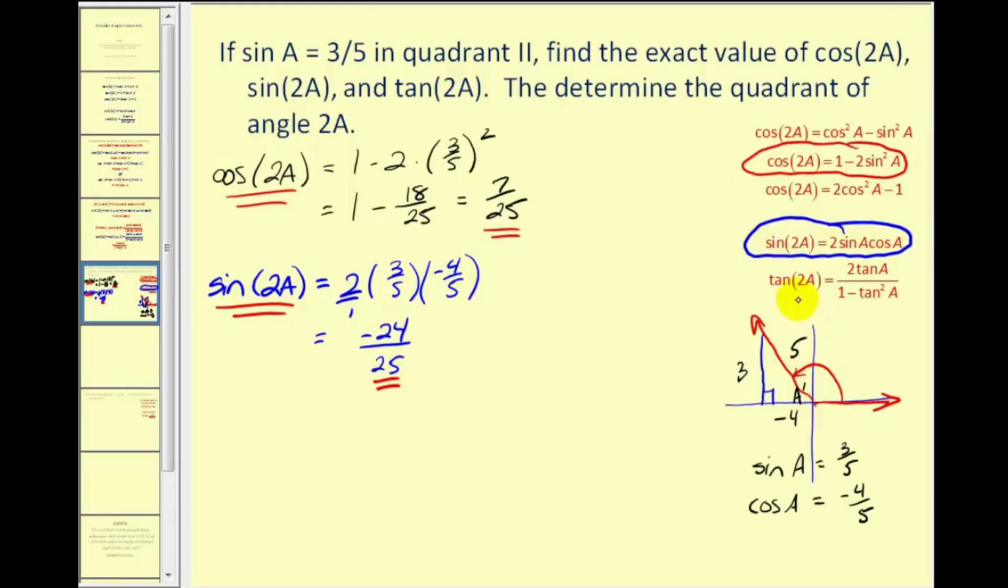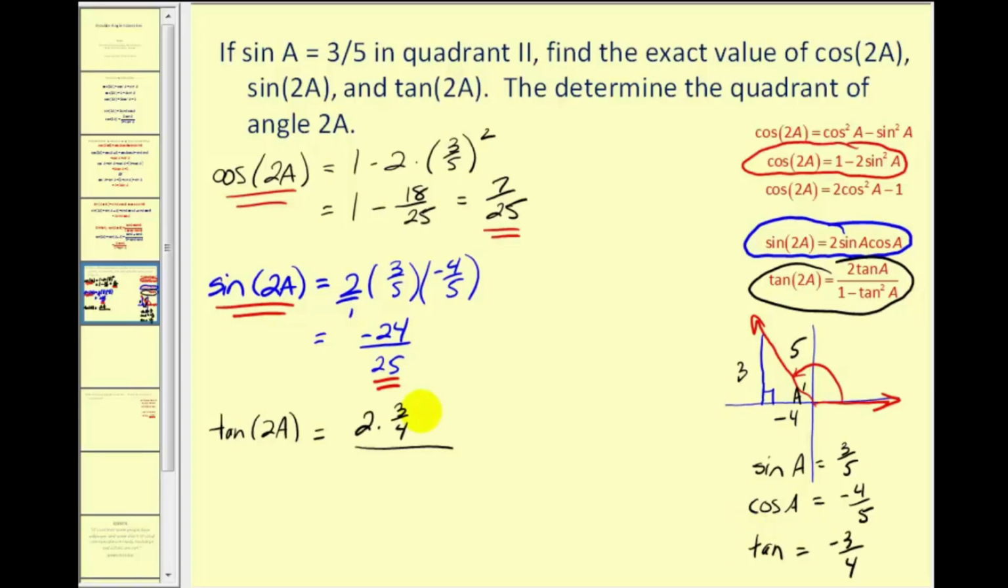Lastly, let's find tangent 2a. So again, look at our formula, and we have to find the tangent of angle a. Well, here's a reference angle for angle a. The tangent of angle a would be opposite over adjacent, or 3 over -4. So tangent a equals -3/4. So we'll have 2 times tangent a, or 2 times -3/4 over 1 minus -3/4 squared.